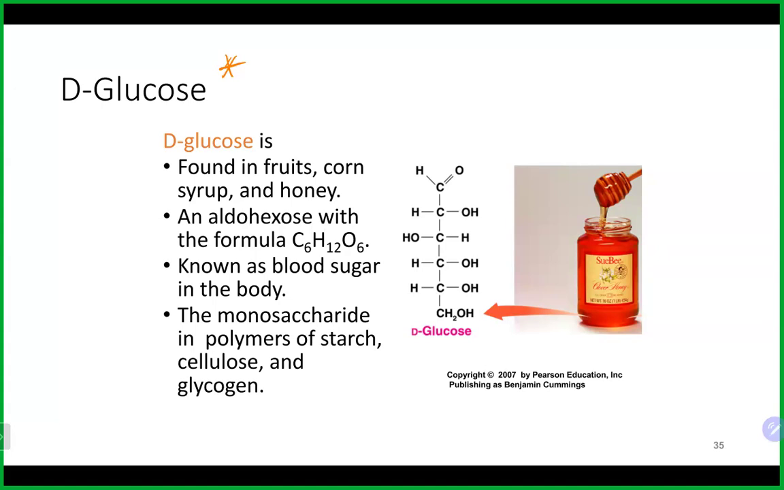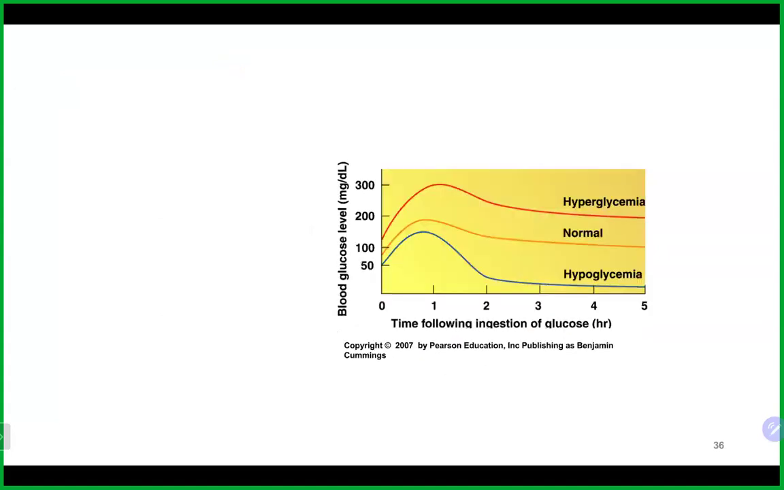It is blood sugar in the body, and it is the monosaccharide in a lot of polymers of starch, cellulose and glycogen, which we'll see later on. Glycogen is basically just a bunch of glucose units stuck together, where we're taking out the waters. Your body takes in the glucose, it goes through glycolysis, and it stores your stuff there as glycogen, which you can then break down through gluconeogenesis, and go through the whole cycle to use it as energy if necessary.